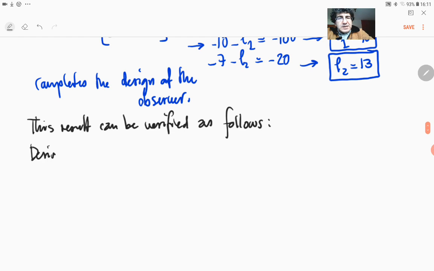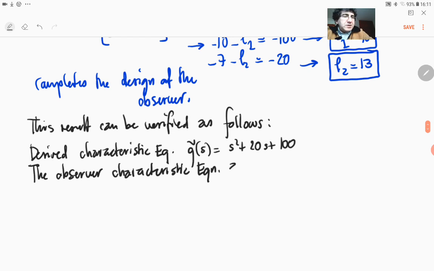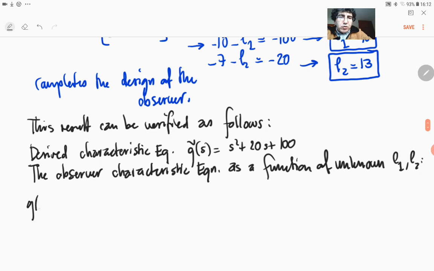So what we have is that the desired characteristic equation is the same, which is still Q tilde equal to s squared plus 20s plus 100. And the observer characteristic equation, as a function of the unknown parameters L1, L2, can be calculated. Remember, Q of S is equal to the determinant of sI minus the observer system matrix, so that is sI minus A plus LC. Okay?